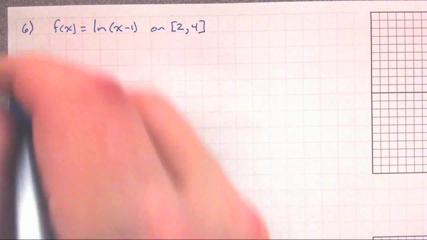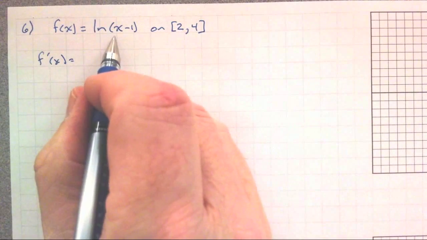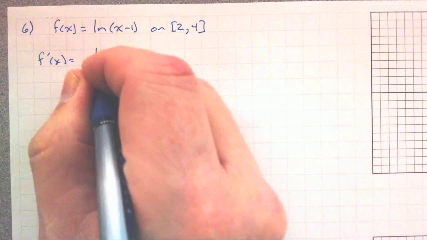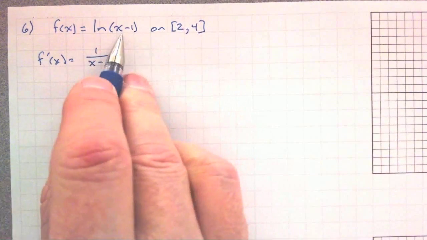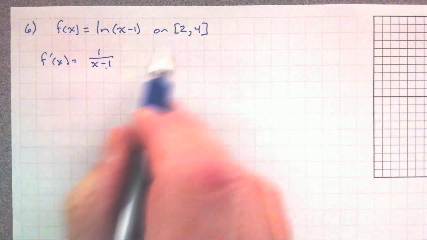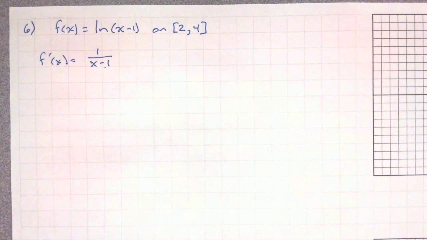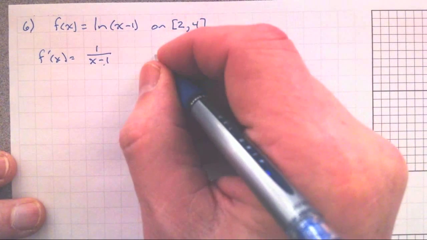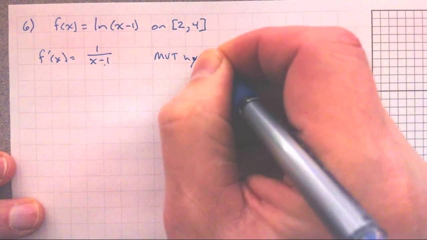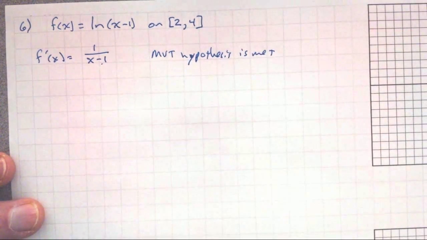Let's see if it is differentiable everywhere. f prime of x, the derivative of ln of x minus 1, is 1 on x minus 1 times the derivative of x minus 1, but that's just 1. This is not differentiable at 1. However, it is differentiable from 2 to 4. I can put values from 2 to 4 in there. So the mean value theorem hypothesis is met, and we got some more work to do.